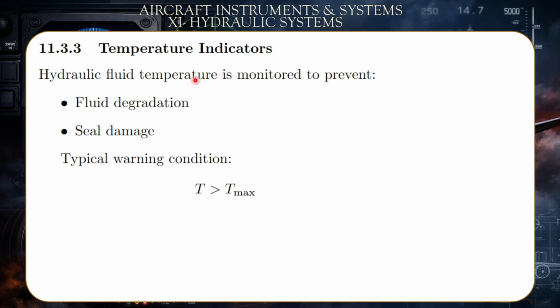Temperature indicators. Hydraulic fluid temperature is monitored to prevent fluid degradation and seal damage. The typical warning condition is when the temperature becomes greater than the maximum allowed temperature, which is Tmax. How is it measured? Again, as a recap, you have a resistance that can change its own resistive value based on the temperature, whether it is hot or cold.